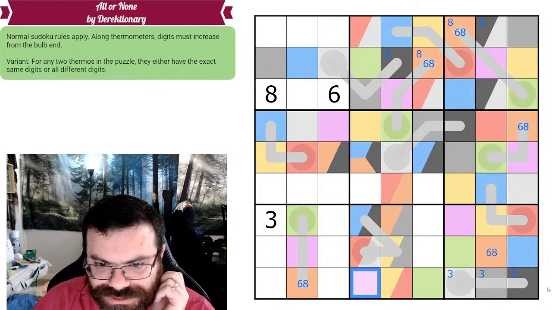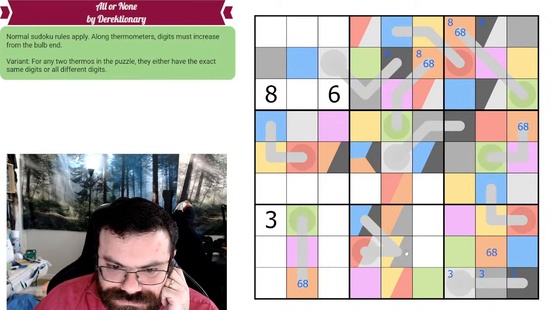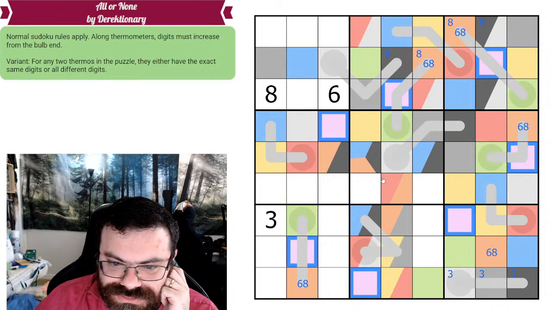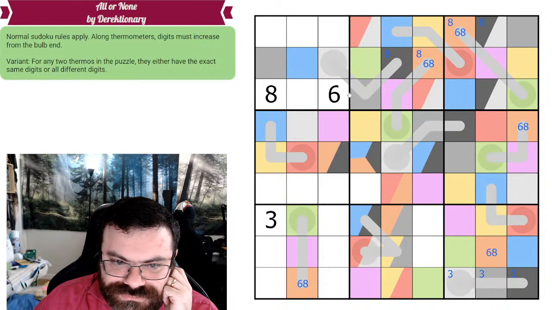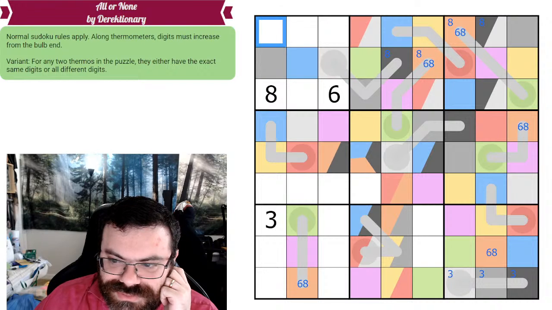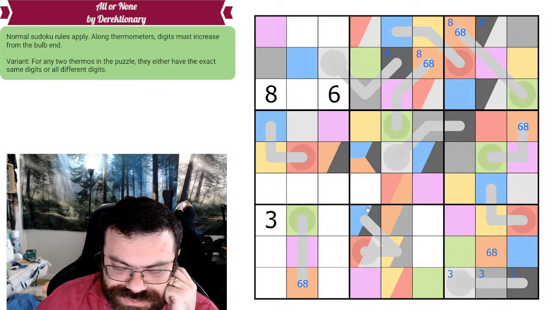That leaves purple to here. Is that all the purples? That puts purple here. And purple's here. And that's all the purples.